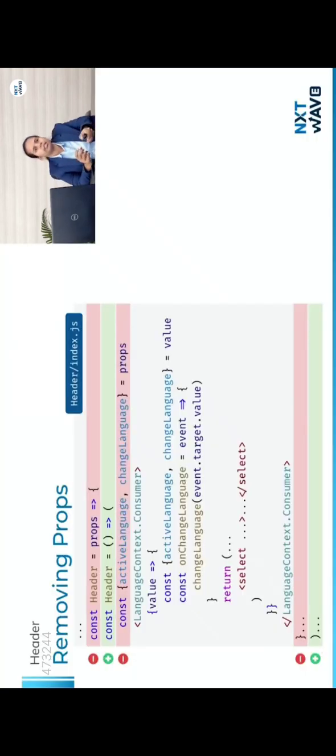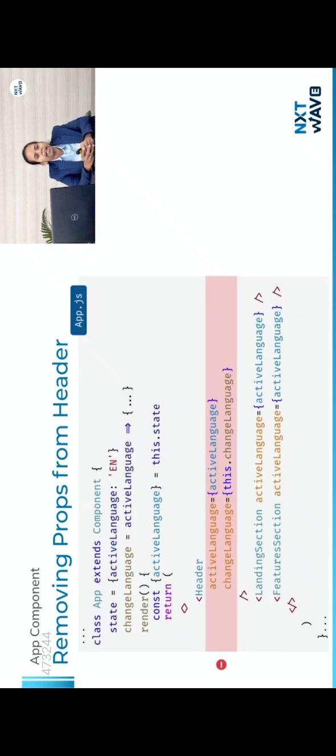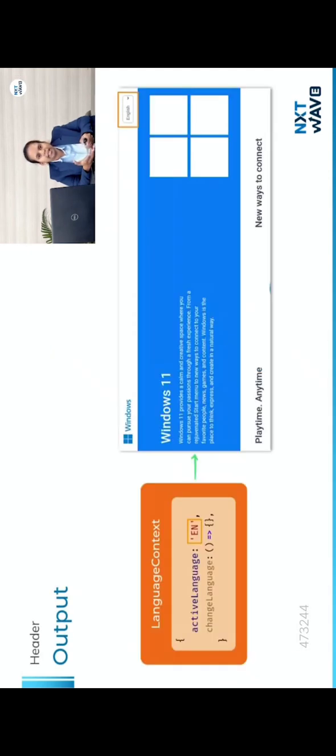Okay, so that's what we have done. Clear? So we are done with this part. There you can see we are done with this, right? Now, the final step is, since we no longer need the props to be passed to the header, we can just get rid of those props being passed through the app component. Then we can test it in this manner.